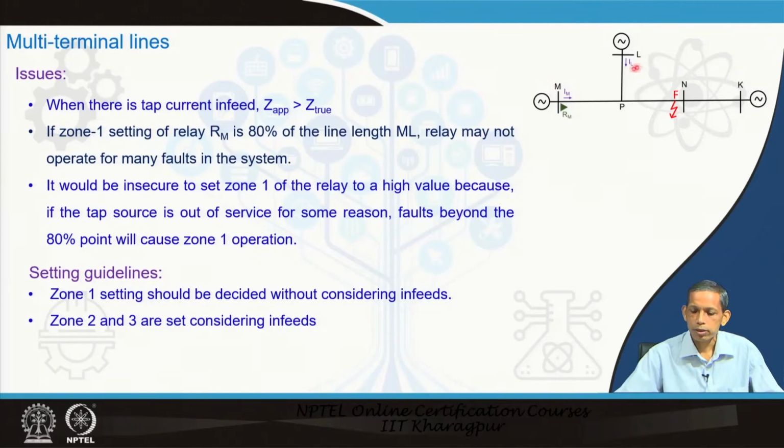Moving further, we saw that when there is a tap current infeed, the Z apparent seen by the relay is greater than the actual Z, the positive sequence impedance up to the fault point, from the earlier analysis. Now suppose the zone 1 setting is 80% of the line M L. Then the relay may not operate for many faults.